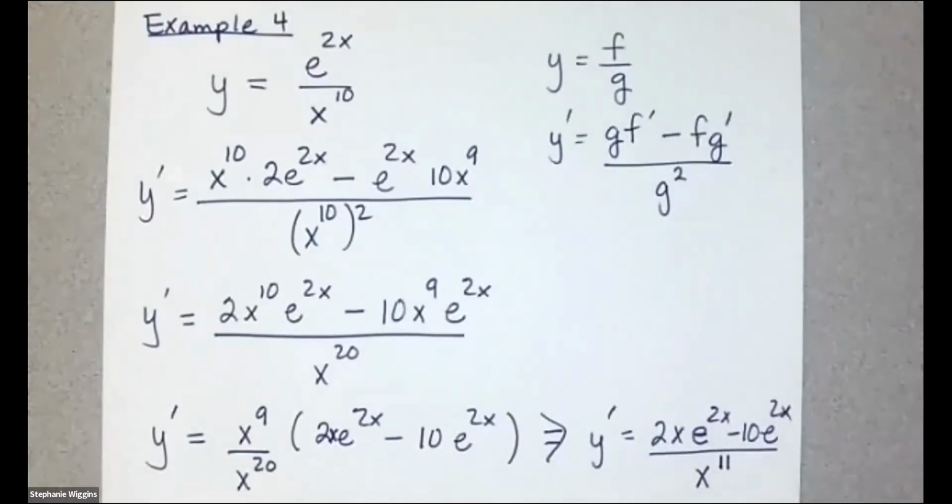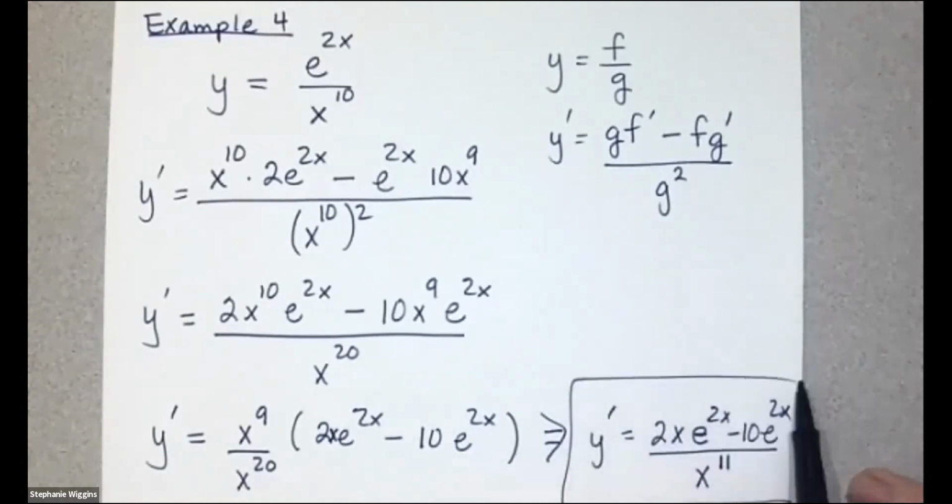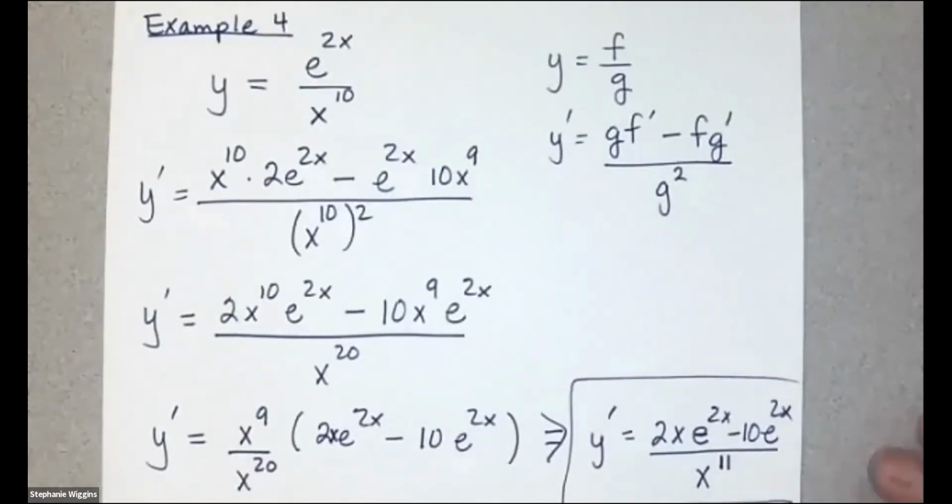Okay. I think that's good enough. We'll just leave it like that. You could factor out e to the 2x, but you can't really cancel it with anything, so you might as well just leave it in there. Okay.